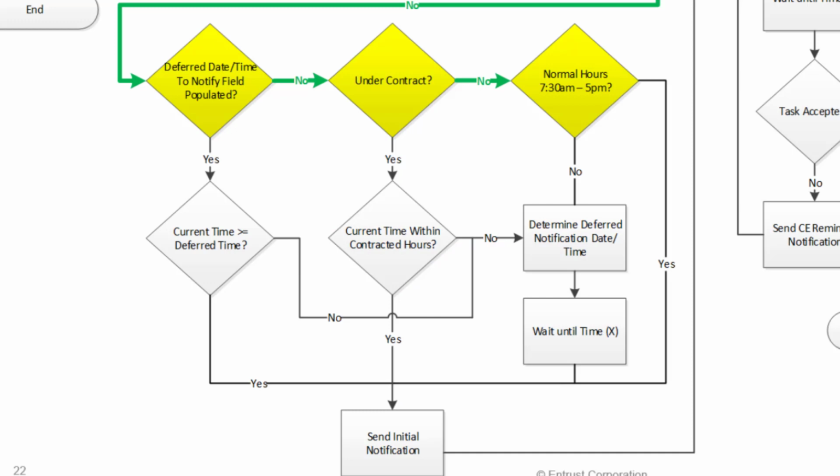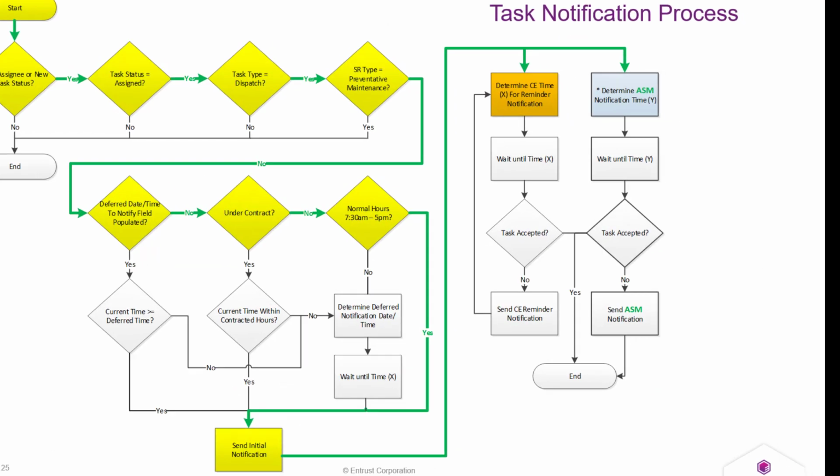If the customer does not have a contract, the next decision will be: is the request during normal business hours? If not, the background job will defer the notification until it meets the normal business hours criteria. If the request occurs during normal business hours, an initial notification will be sent.